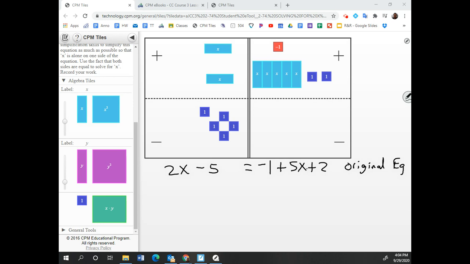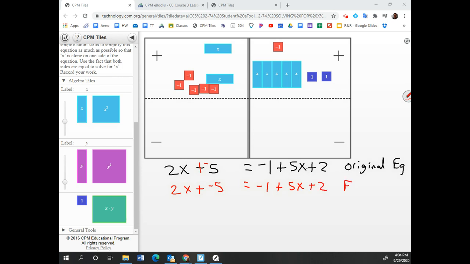So the first thing I'm going to do is, as many of you said, I want to flip these up. I want to get them all to the top, and of course they switch to the opposite, which really all that does is add the opposite. See that? That's all we did. So 2x plus negative 5 equals negative 1 plus 5x plus 2. And that's what we flipped. We'll just say flipped, okay?